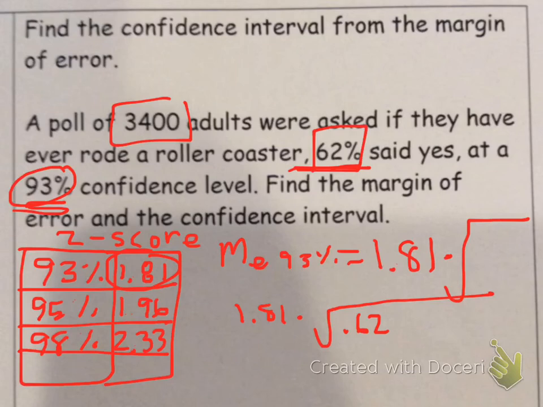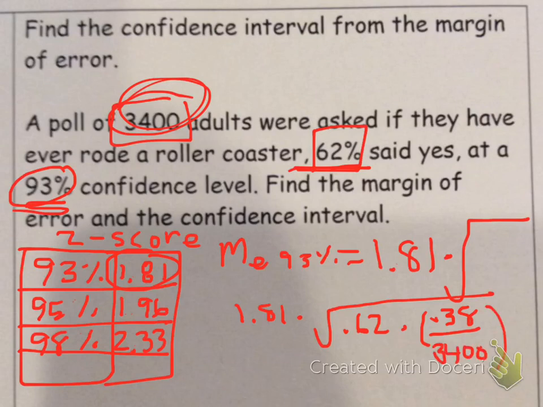And then I'm going to times that by, I'm going to take that 0.62 and subtract it from 1. So 1 minus 0.62 is 0.38. So I'm going to times that by the 0.38 over top of the total number of people that we surveyed, so 3,400. And then this is really just a calculator problem.